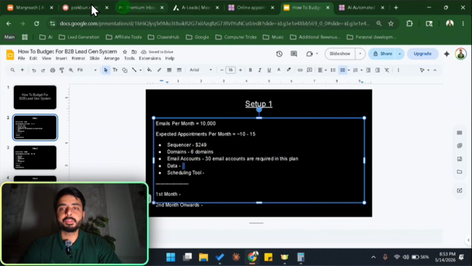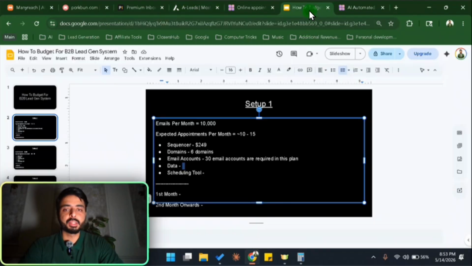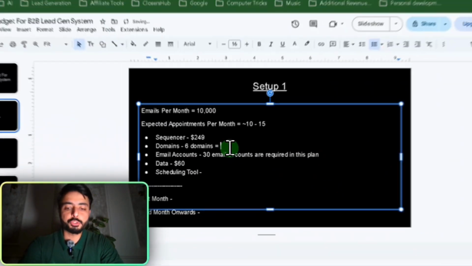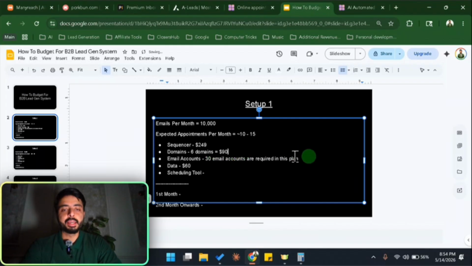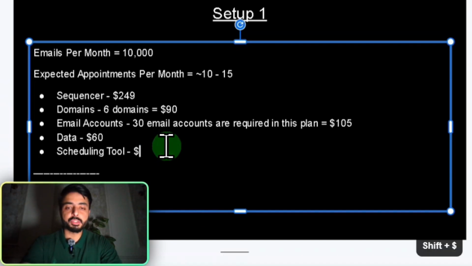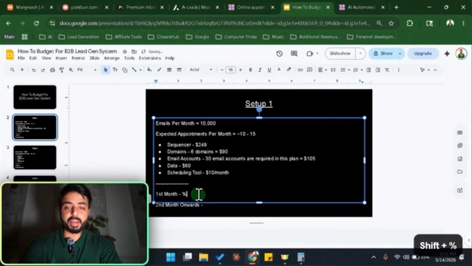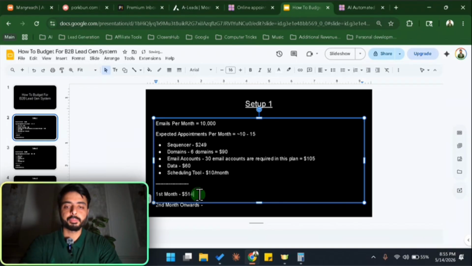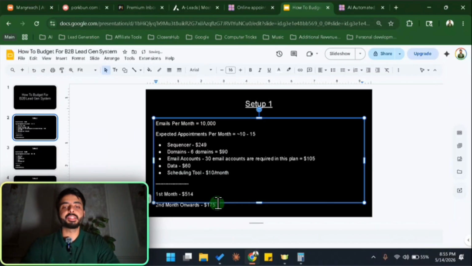And for the data, you're going to need this plan of A-Leads, which is $60. 6 domains are going to cost you around $90, but this is annual, not monthly. And you'll have to pay $105 every month for the email accounts. And for LunaCal, you just have to pay $10 per month. So in the first month, you have to invest $514. And from the second month onwards, every month you have to invest $175.